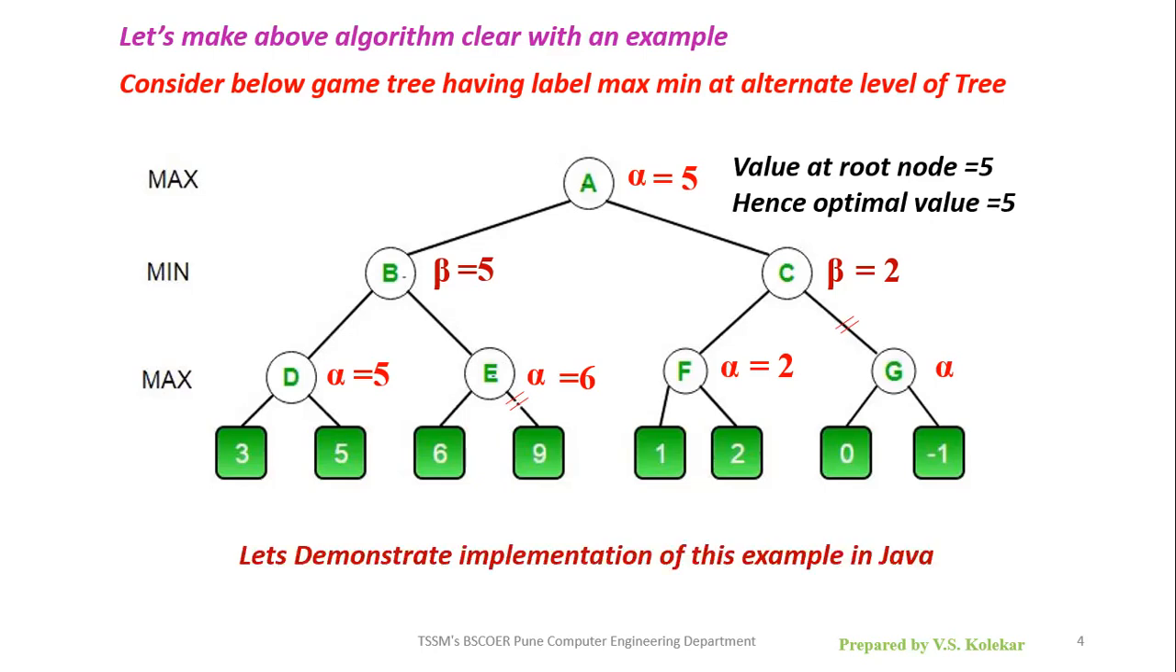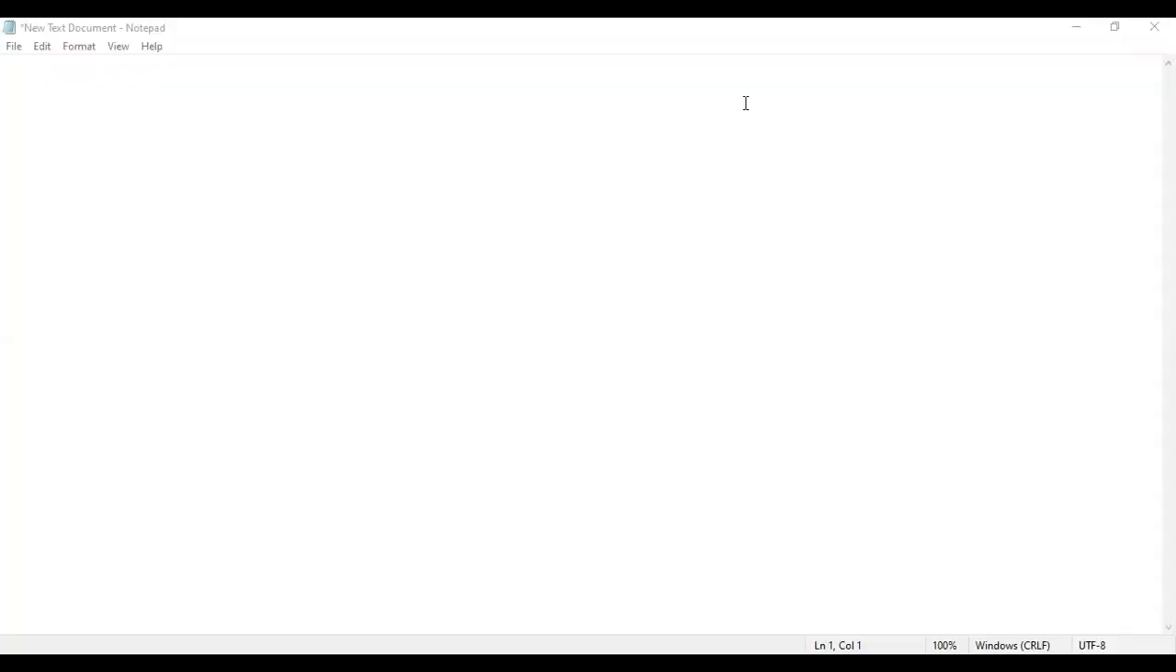So let's demonstrate the implementation of this example in Java. Let's open the notepad to write the code. First we have to import the IO package. So import java.io.*; Then you have to declare one public class. I will give the class name as alpha.